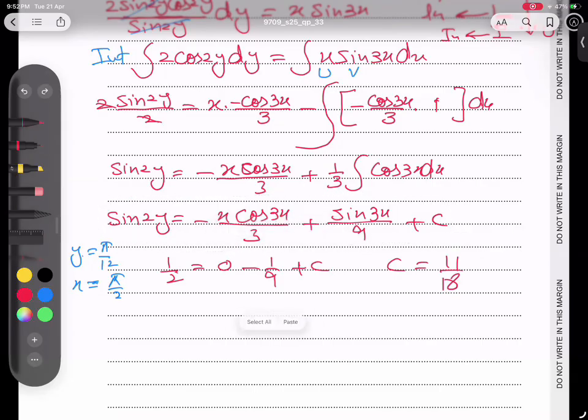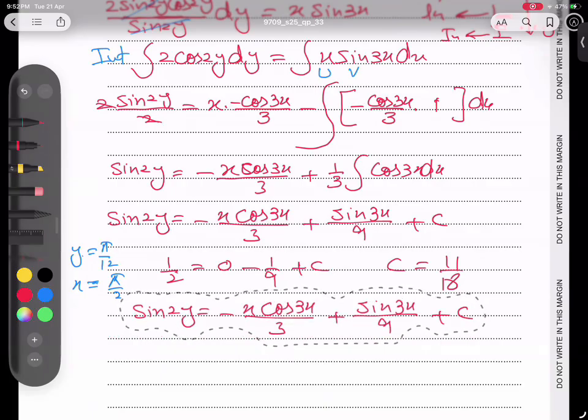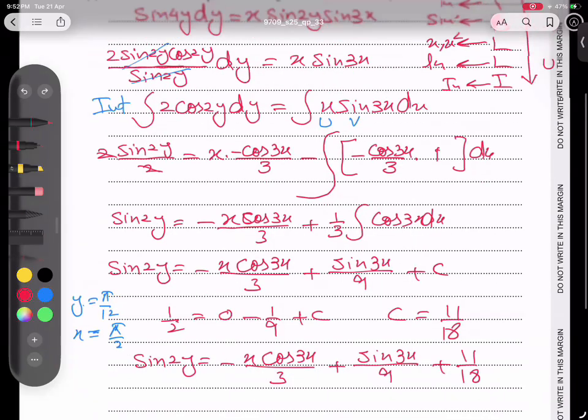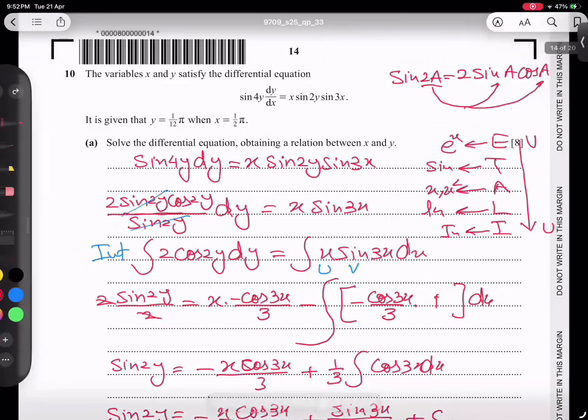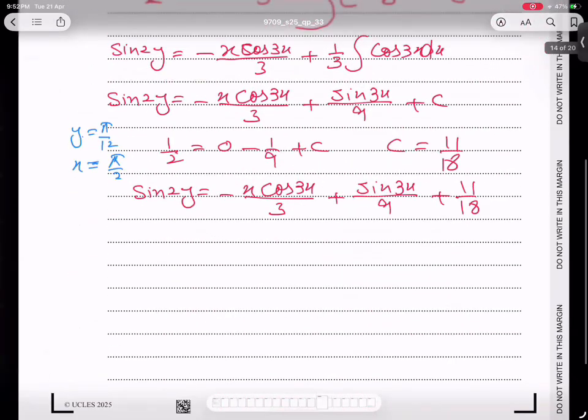So I believe this part is very clear. Okay, I'm erasing and putting the C value 11 over 18. So this is clear, students. After this, what to do onwards? What he's asking for is to solve the differential equation, and this is done. I think this is all over. So we have to go for the next part, because this equation we got completely and there is nothing extra to do with this.